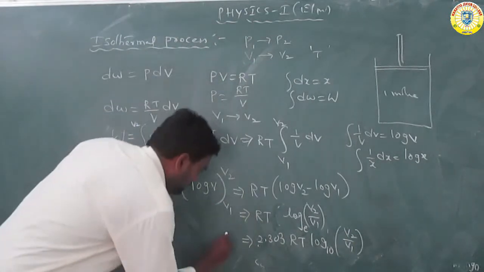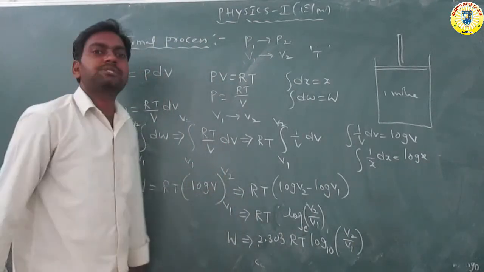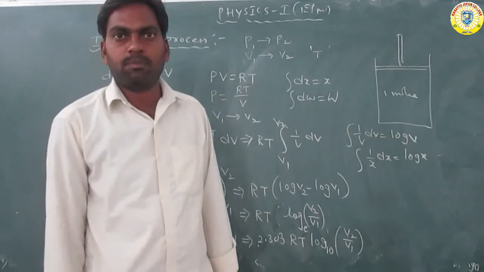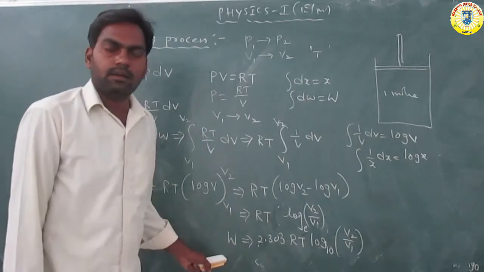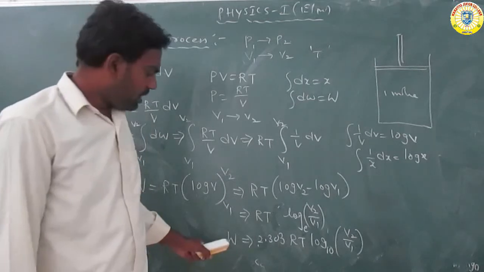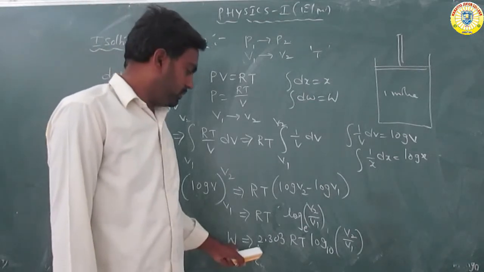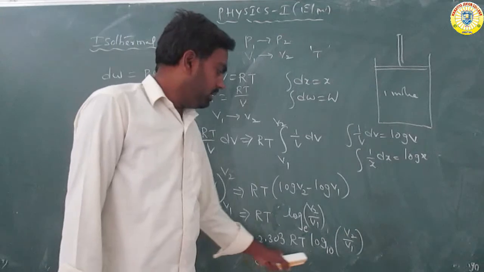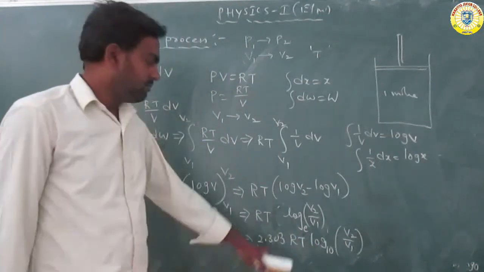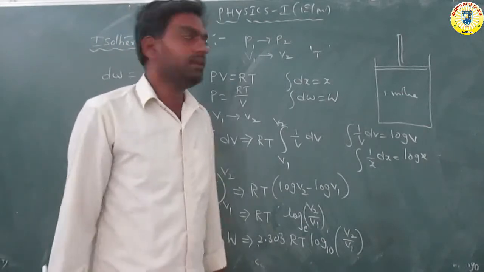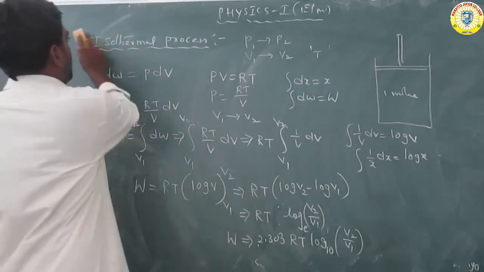This is called the total work done in the isothermal process. The total work done by the gas: W is equal to 2.303 RT log base 10 V2 by V1. This equation can also be converted into another form.